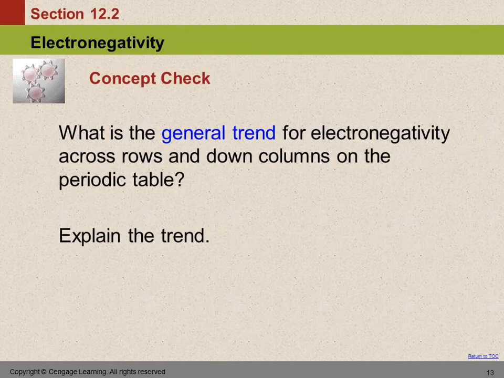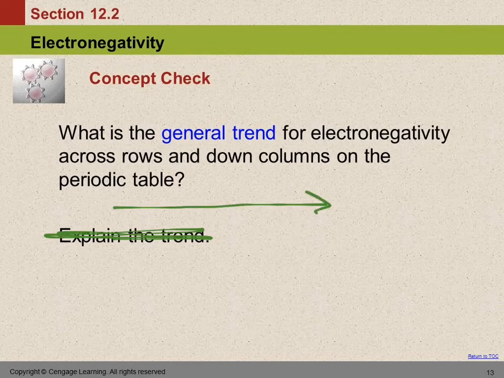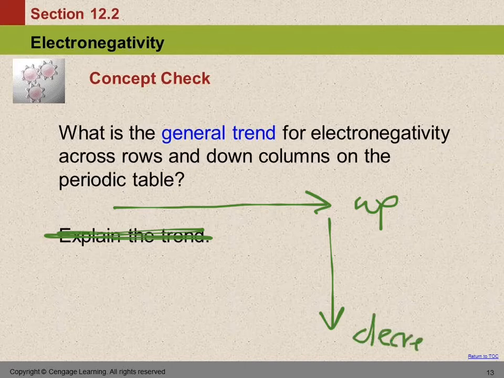We're not going to explain the trend. What is the trend across the row? As you go across the row in the periodic table, does electronegativity go up or down? It increases. And I think the simplest way, like I said, is to remember that fluorine is the awesomest. And so as you're going across, it's going up because you're getting closer to fluorine. What about as you go down in a group? It decreases because you're going away from fluorine. So I'm going to put down instead of decreases because it's a shorter word.